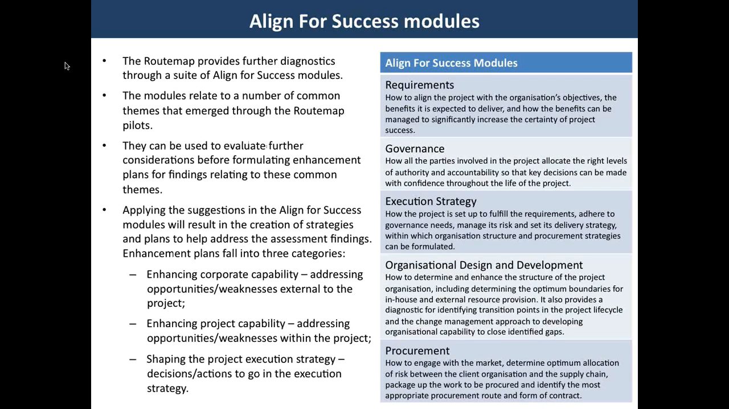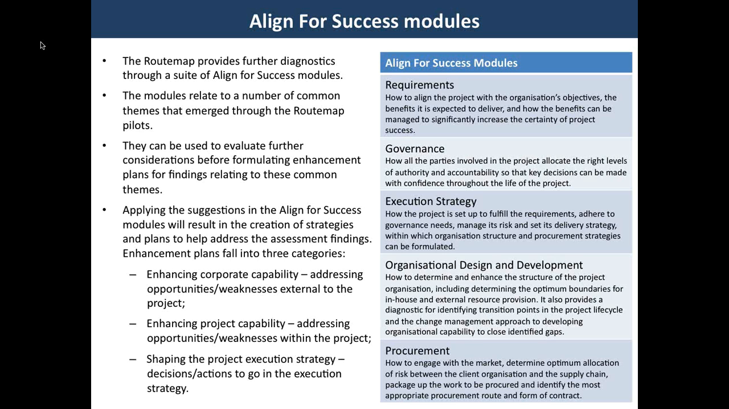The Routemap also provides further diagnostic support of the first stage outputs through a suite of Align for Success modules. As discussed, these modules relate to a number of common themes that emerge through the Routemap pilots. Applying the suggestions in the Align for Success modules will result in the creation of strategies and plans to help address the assessment findings. We found that your enhancement plans fall into 3 categories. 1, enhancing corporate capability, so addressing those opportunities or weaknesses external to the project. The assessment process tends to be a bit cathartic for participants and often brings up other institutional issues that impact on the project performance. 2, enhancing project capability, addressing opportunities or weaknesses within the project to manage the delivery environment.